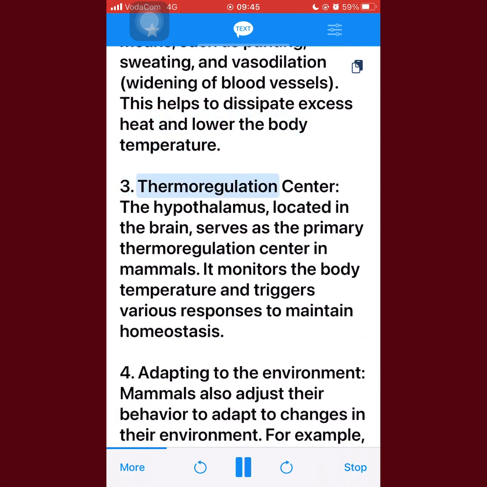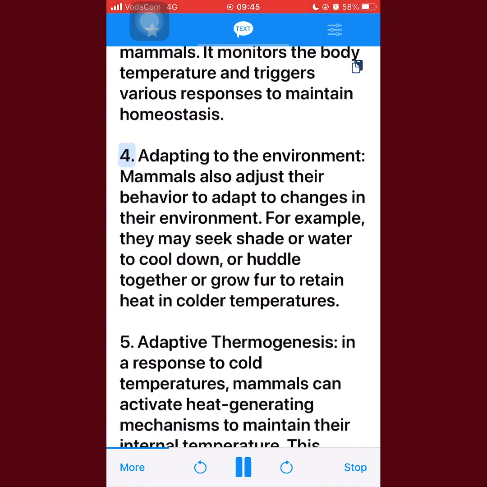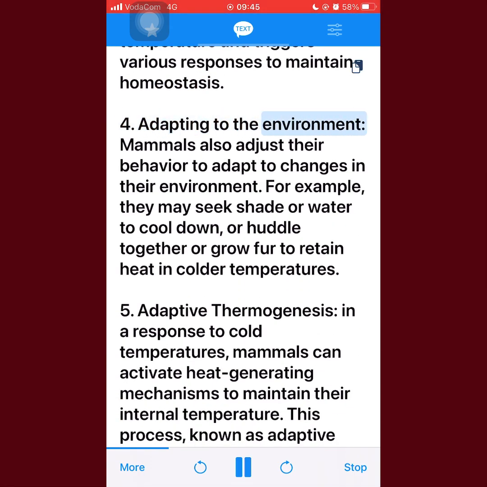This helps to dissipate excess heat and lower the body temperature. 3. Thermoregulation center. The hypothalamus, located in the brain, serves as the primary thermoregulation center in mammals. It monitors the body temperature and triggers various responses to maintain homeostasis. 4. Adapting to the environment. Mammals also adjust their behavior to adapt to changes in their environment. For example, they may seek shade or water to cool down, or huddle together or grow fur to retain heat in colder temperatures.